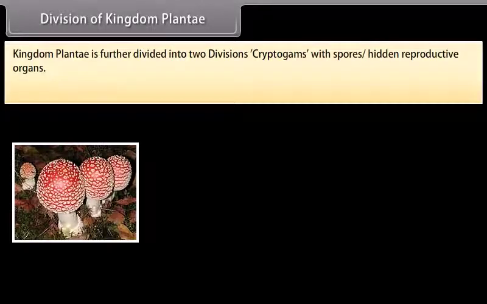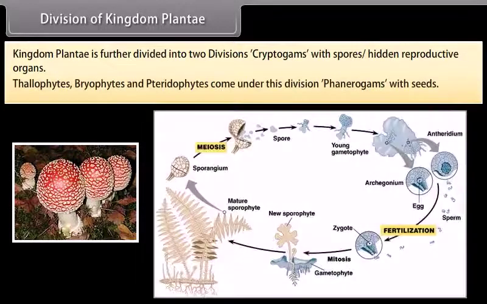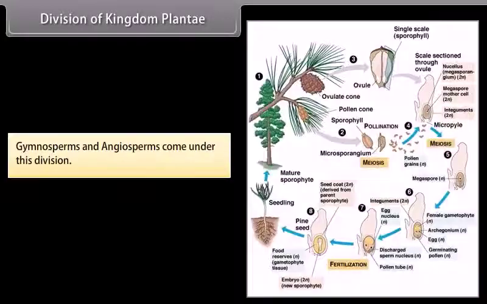Kingdom Plantae is further divided into two divisions. Cryptogams, with spores and hidden reproductive organs: thallophytes, bryophytes, and pteridophytes come under this division. Phanerogams, with seeds: gymnosperms and angiosperms come under this division.